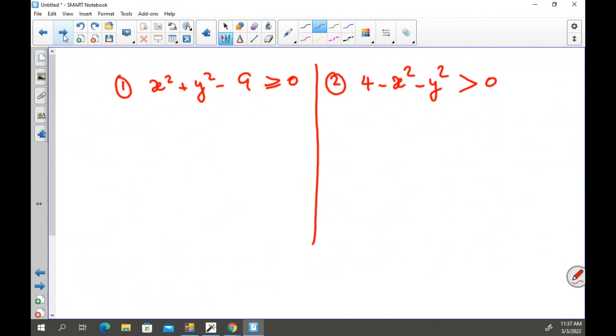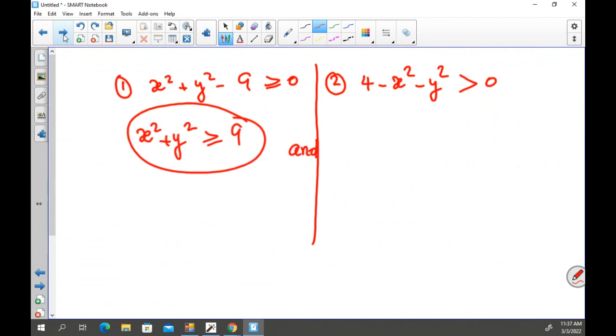why am I not putting equal to 0 here? Because it's in the denominator. Something in the denominator, can it be 0? No. So anything in the denominator should not be equal to 0. So we solve these two things together. So x squared plus y squared must be greater than or equal to 9.